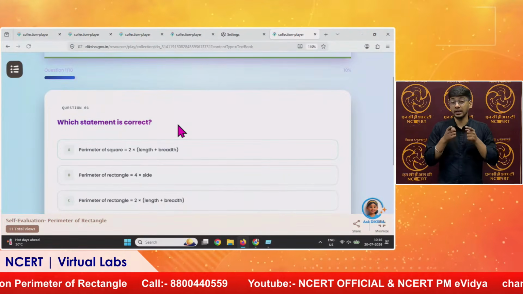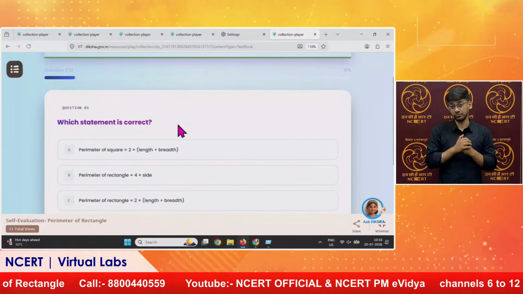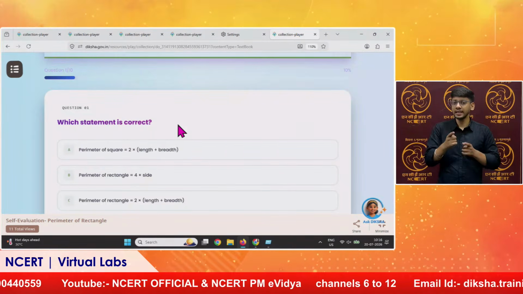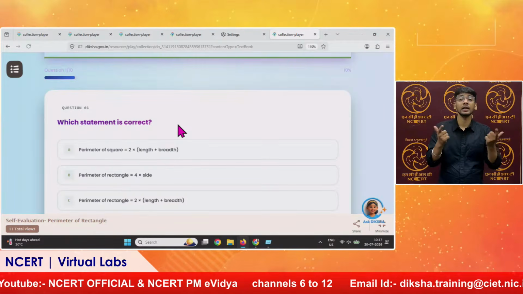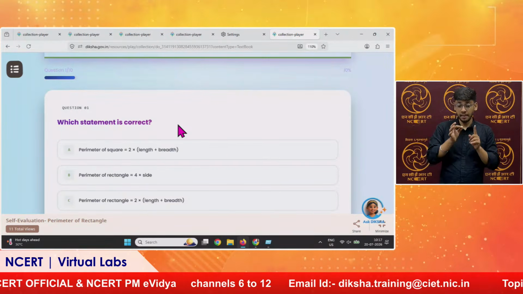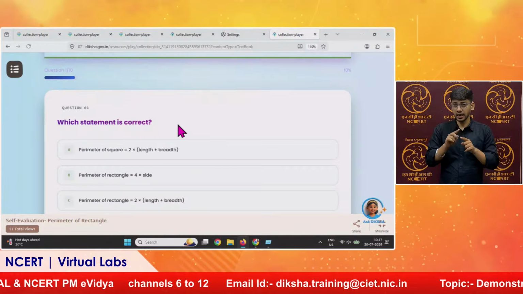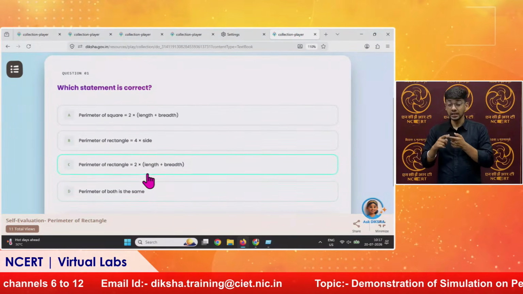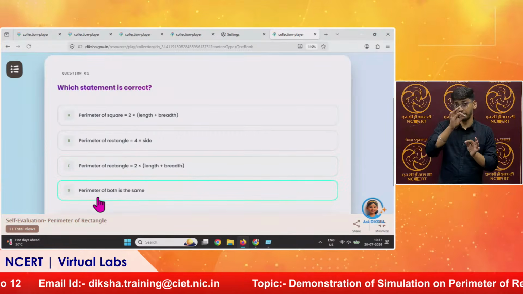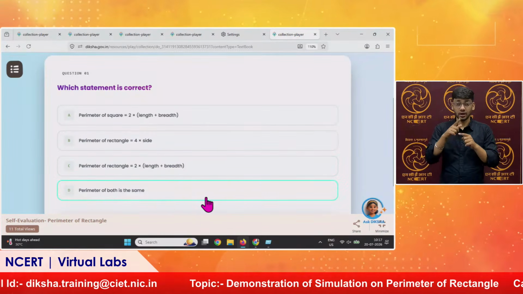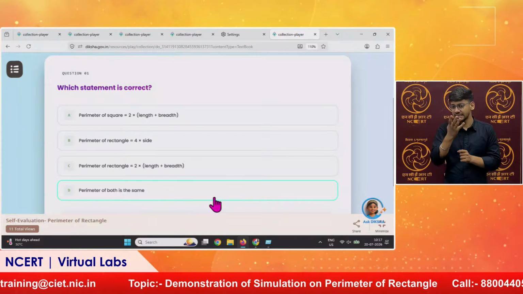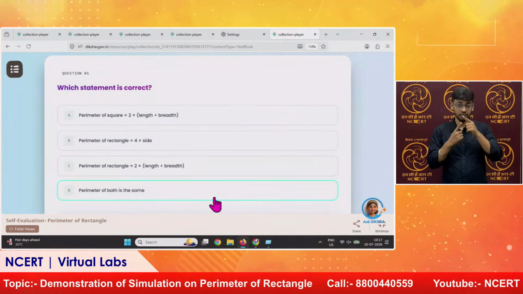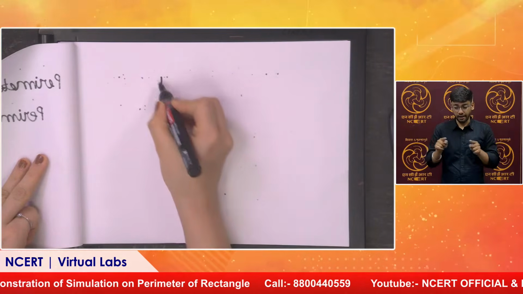So this is the first question. The first question says which statement is correct? The first statement is perimeter of square is 2 into length plus breadth. Perimeter of rectangle is 4 into side. Perimeter of rectangle is 2 into length plus breadth, and perimeter of both is the same. So what is perimeter? We just explored that we have one rectangle.